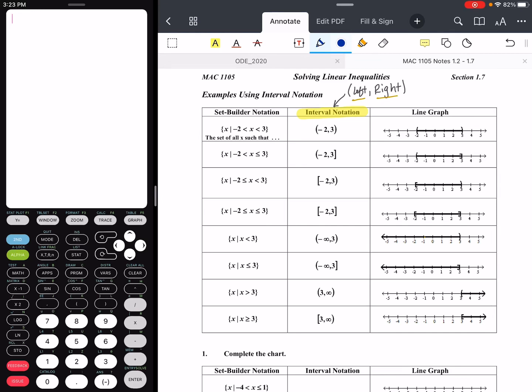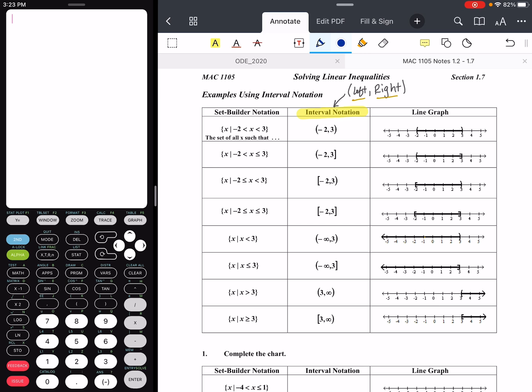All right, so in this section, ultimately we're going to be solving linear inequalities, but before we get there, I've just noticed that students are not so hot at interval notation. So I want to do a quick review of interval notation and how to create that before we get too deep into linear inequalities themselves.